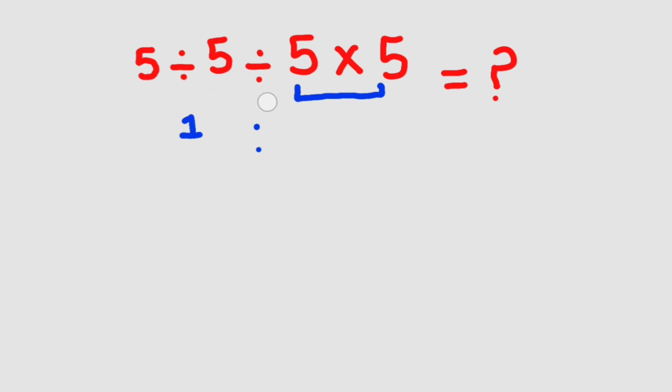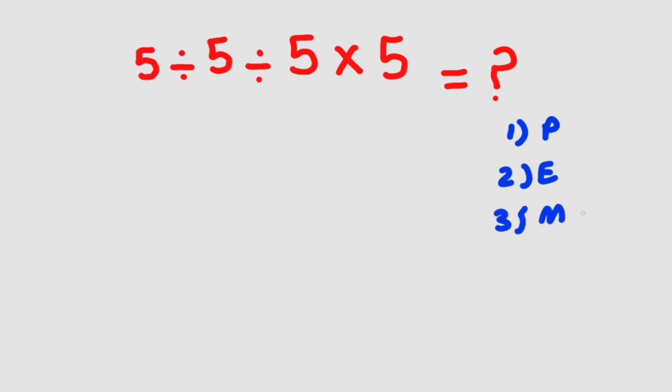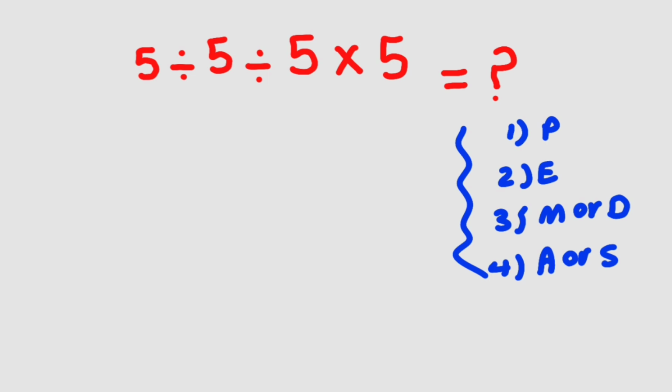According to the rules of mathematics, PEMDAS, we have to solve this expression in this way: first parenthesis, then exponent, then multiplication or division, and then addition or subtraction. According to this rule, we have one division here, and one multiplication here. And as we know, multiplication and division are equally important, so we have to solve this expression from left to right.